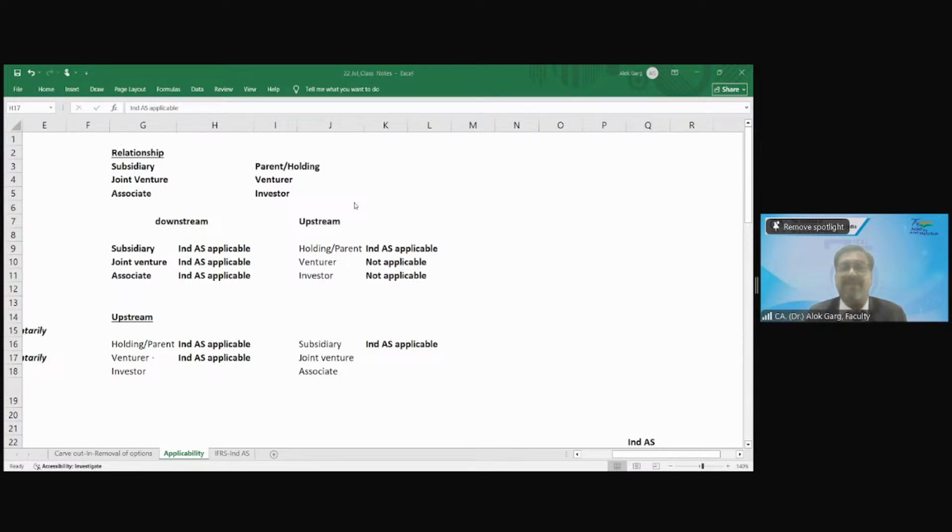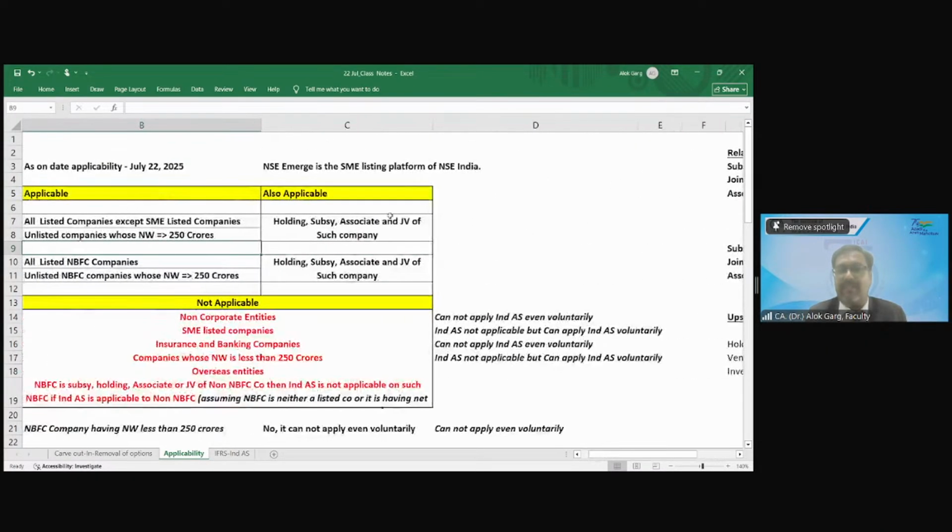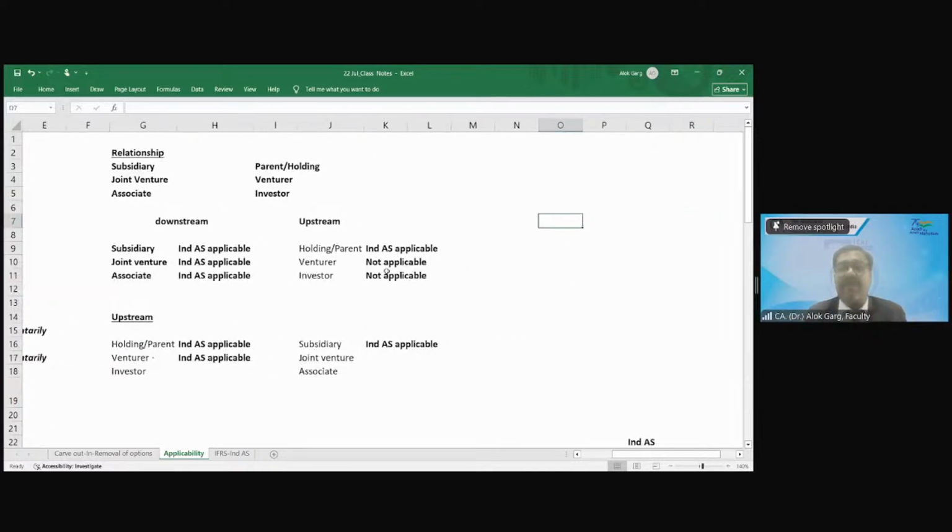For downstream entities, is it only talking about subsidiary, or is it talking about subsidiary, associates, and joint venture of such company? It is talking about all three. If Ind AS is applicable to a venturer, it is also applicable to the joint venture. If Ind AS is applicable to an investor, is it applicable to the associate also?